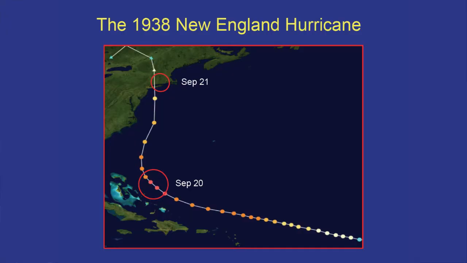So this is the path of the 1938 storm. And I want to also point out these 2 locations which I highlighted in red. The red circle in the Bahamas is where the storm was on September 20th, a day before landfall in Rhode Island and Connecticut. And the other red circle is the location of Rhode Island. It took about 1 day for the 1938 storm to reach Rhode Island from the Bahamas.